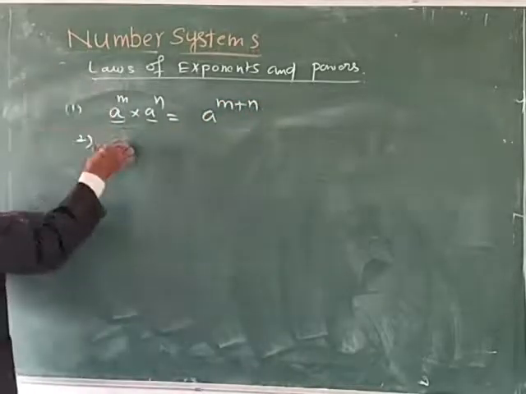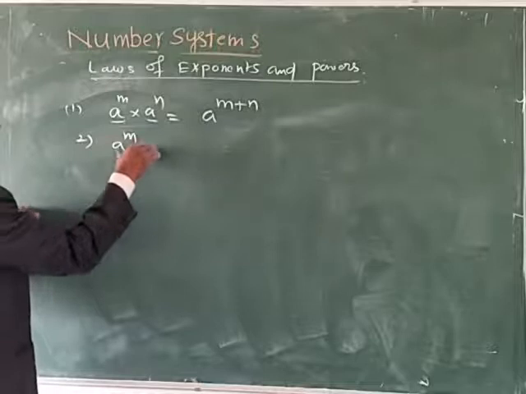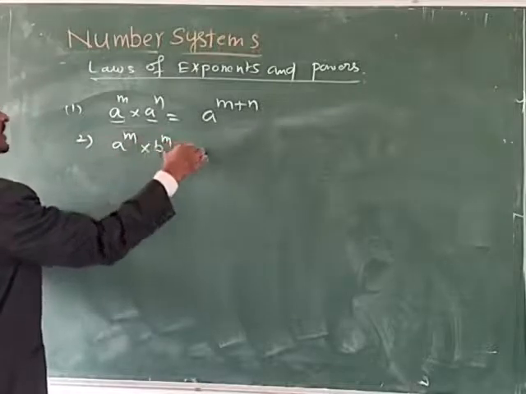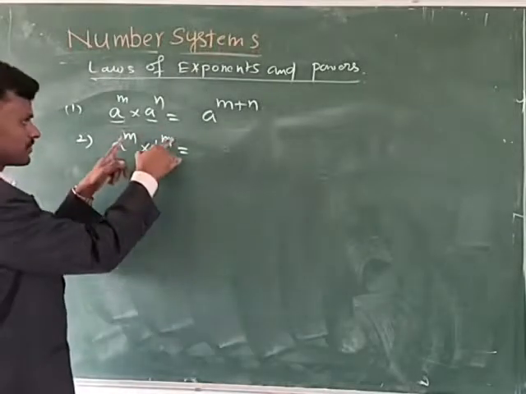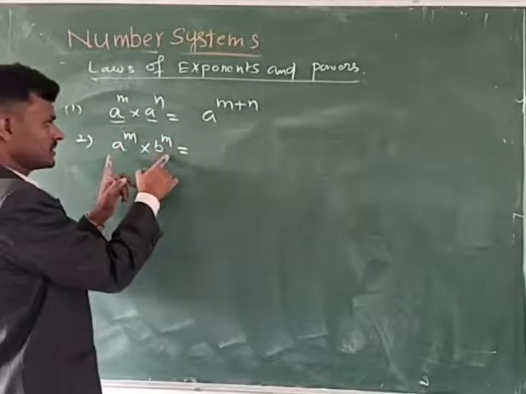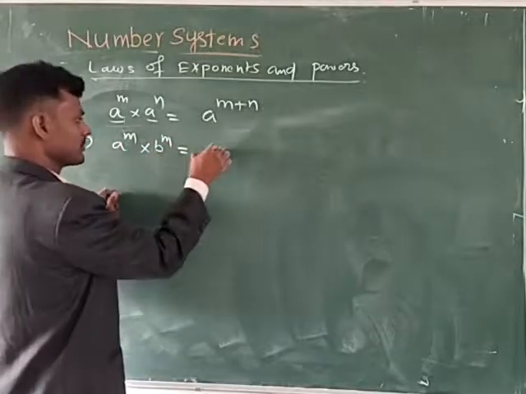Next, the second one is a power m into b power m. Here the bases are different but the powers are equal, which means you have to write the two bases together with the same power.